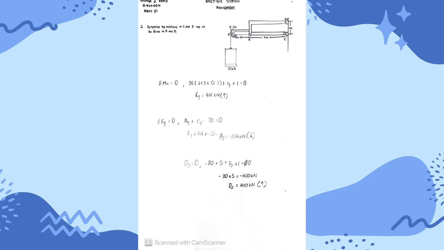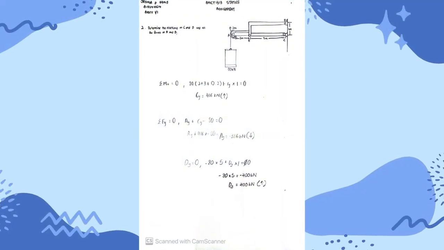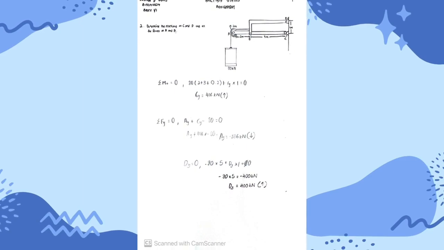To determine the reaction at C and D, we should use the formula of rotational force, that is, the sum of moments must be 0, and substitute the values that we have been given: 80 kilonewtons times 2 plus 3 plus 0.2, that is 5.2, plus Cy times 1 equals 0. The reaction Cy equals 416 kilonewtons.